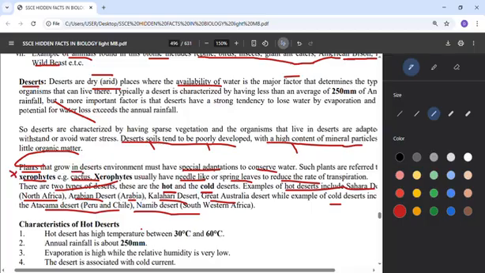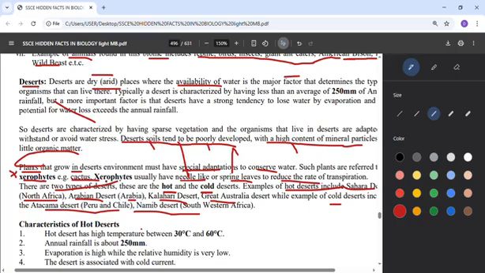The plants in deserts, we call them xerophytes because they can withstand the absence of water. An example is the cactus, and their leaves are mostly needle-like, tiny or spiny leaves, to reduce the rate of transpiration, that means loss of water.